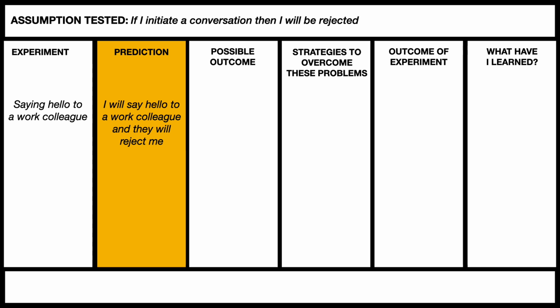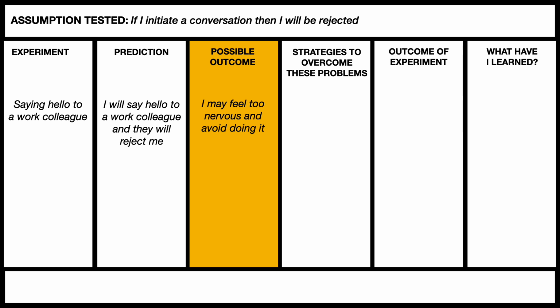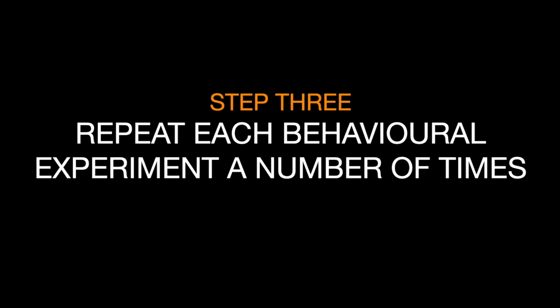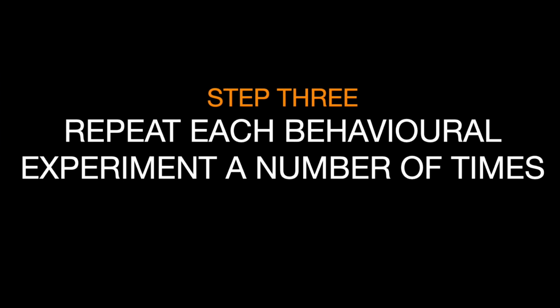There may be setbacks, so it's important Chris anticipates how he might avoid them. On his worksheet, Chris writes, I may feel too nervous and avoid doing it. Chris's CBT therapist tells him that he probably will experience some anxiety or discomfort. That's why it's important to start small and work his way through the hierarchy slowly. This gives Chris the chance to adapt to that level of anxiety and learn new coping skills along the way. In the 4th column, Chris writes, I must remind myself it's normal to feel nervous and it's important to test my assumption.